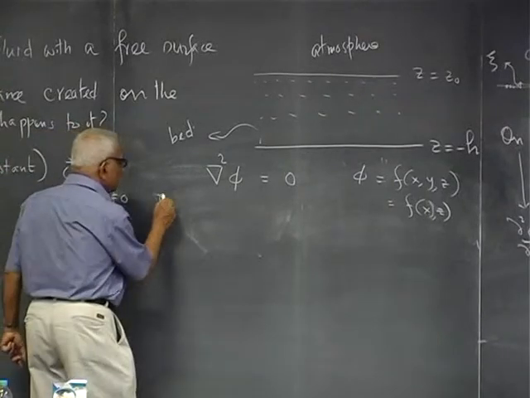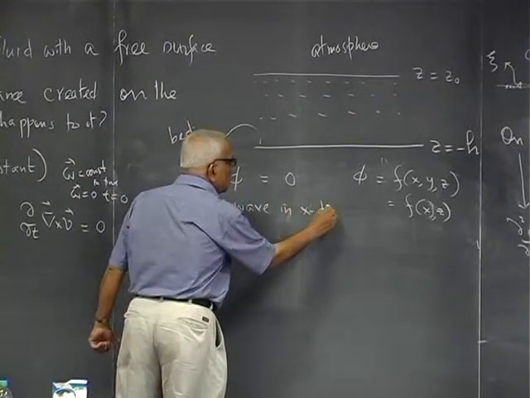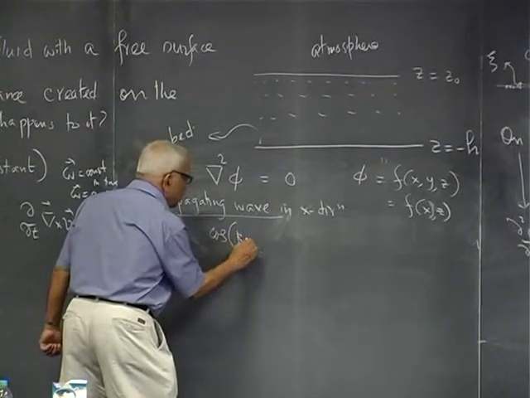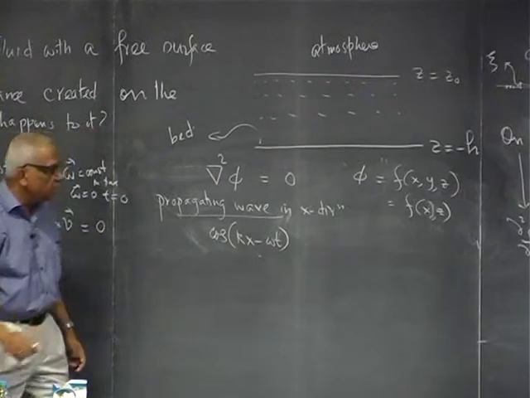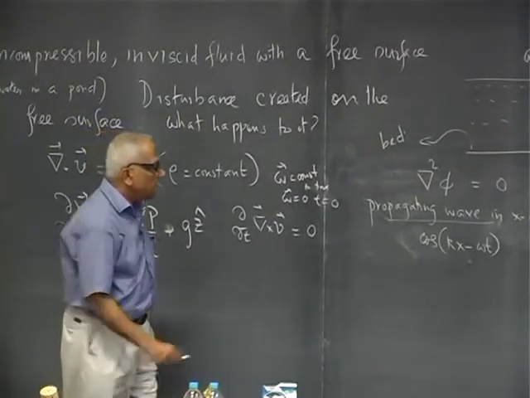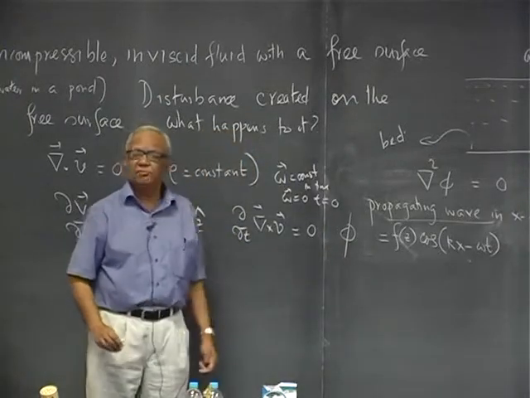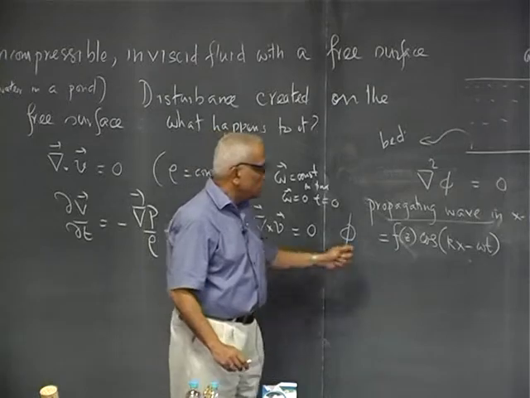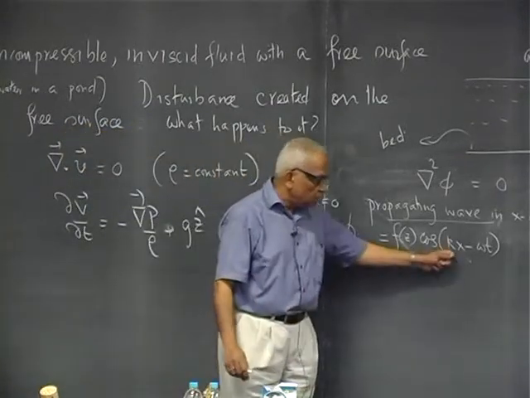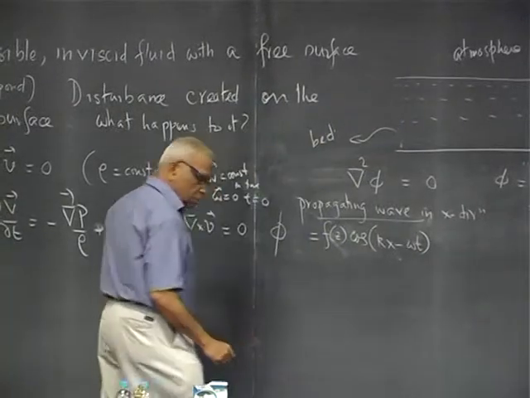Now, I'm looking for a solution where it is a propagating wave in the x direction, so it must have a dependence which is cos of kx minus omega t. K is the wave number and omega is the frequency. So it is cos of kx minus omega t, multiplied by f of z. That is the potential that I'm after. If I were finicky, I would write k dot two-dimensional vector r minus omega t, but that's all right.